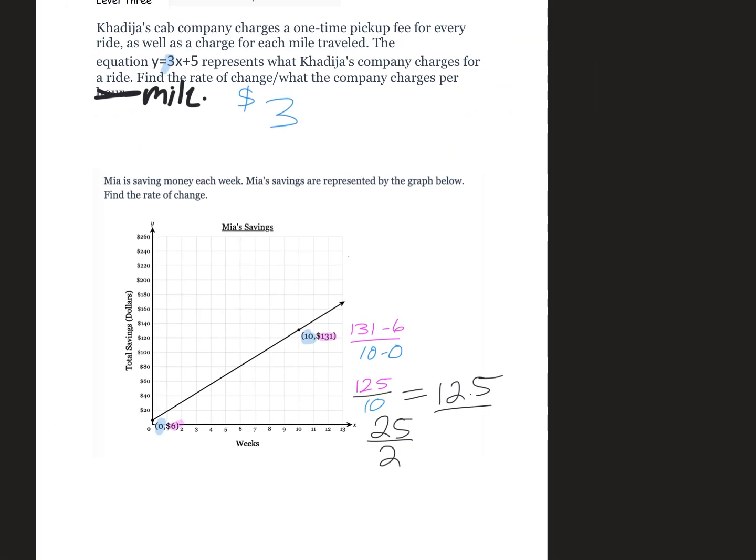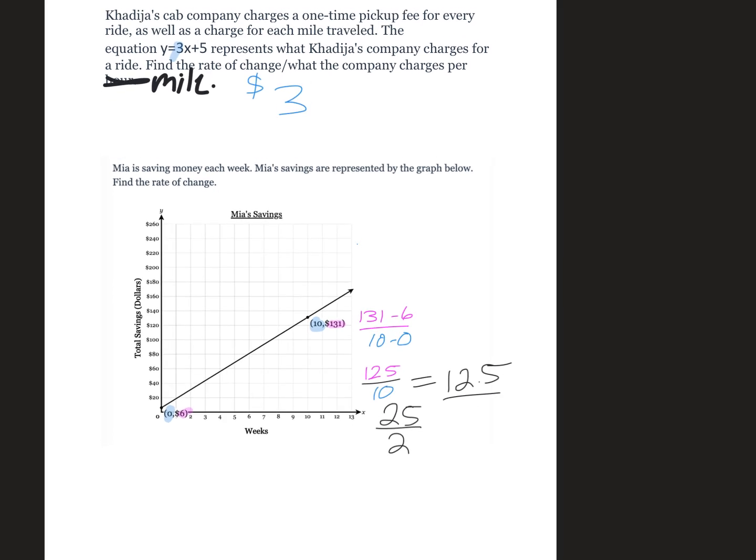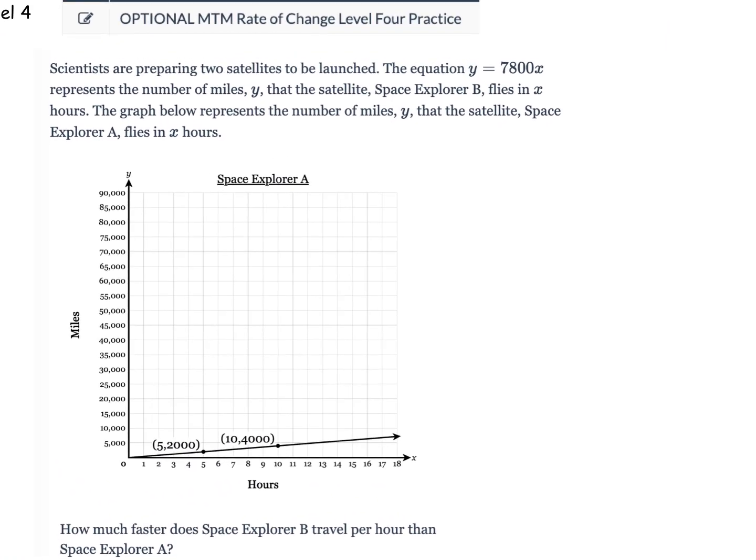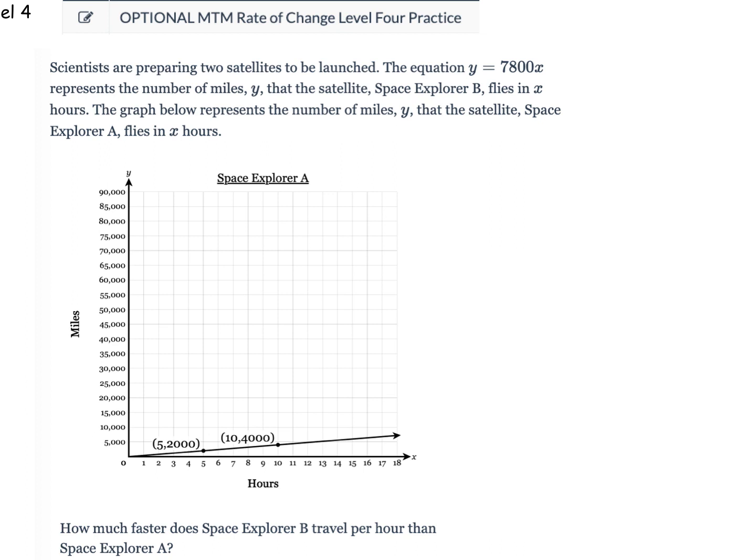Okay, so if you understand how to do those two, you're up to an 85 on the slope section. Any questions before I flip to the level 4? All right, we're still finding slope, except now we're comparing two slopes. And so in the first one, it says this equation represents the number of miles that Explorer B can fly.